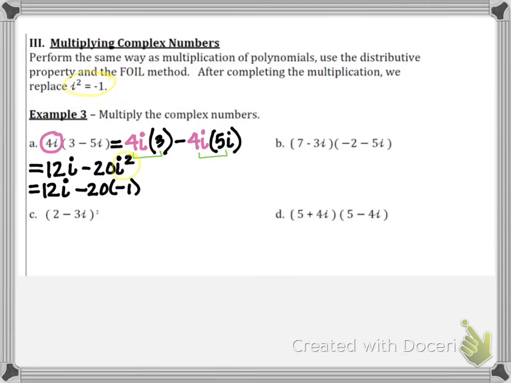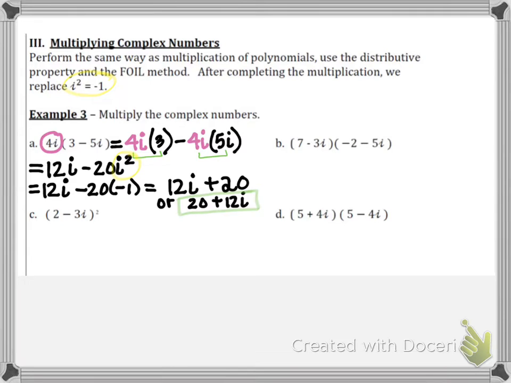So I have one more step until I'm completely simplified. So this becomes 12i plus 20 because of the two negative signs. And then I do want to write it in the form a plus bi, where 20 is the real number part and the 12i is the imaginary number part. So my final result is 20 plus 12i. Let's look at part B.